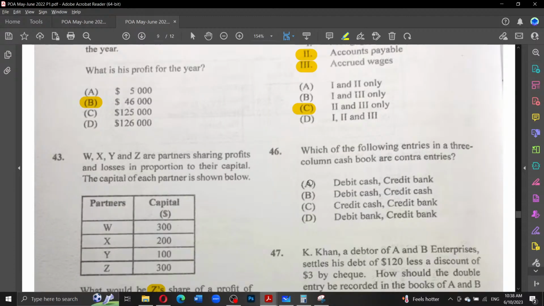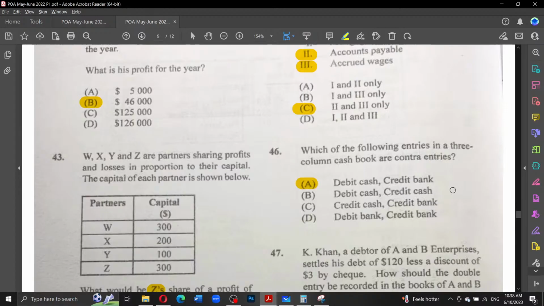Which of the following entries in a 3-column cash book are contra entries? Contra entry means if you have a debit for bank, you have to get a credit for cash. If you have a debit for cash, you have to get a credit for bank. It means that the money is not coming out of the business and it's involved in the same book. So debit cash, credit bank. Alright, this is correct.